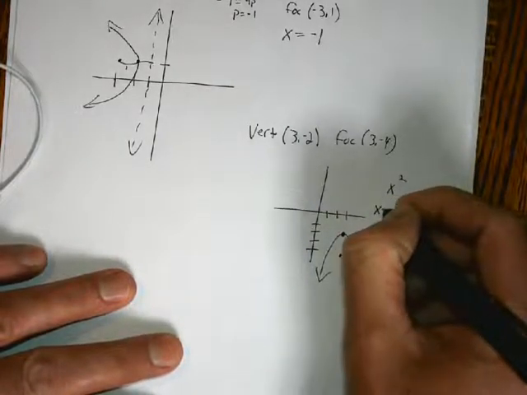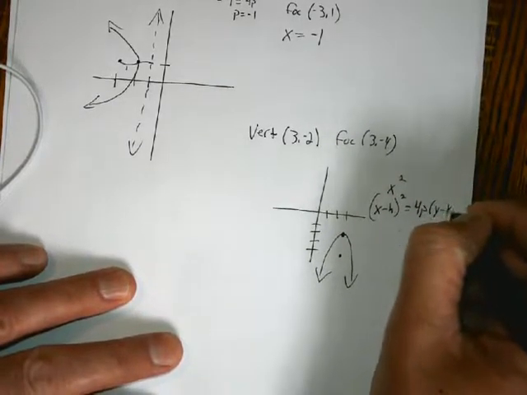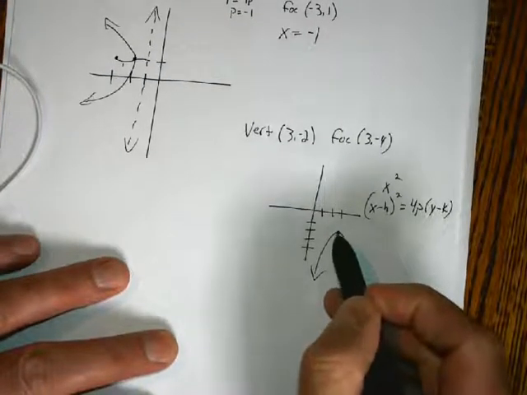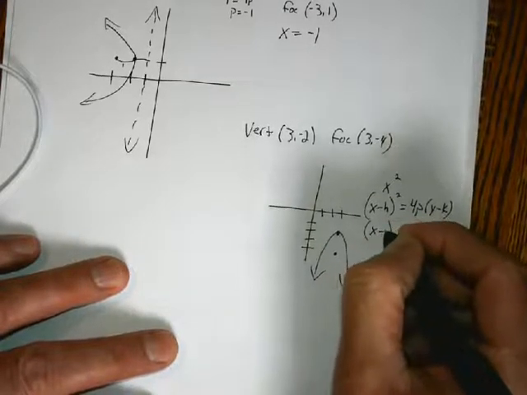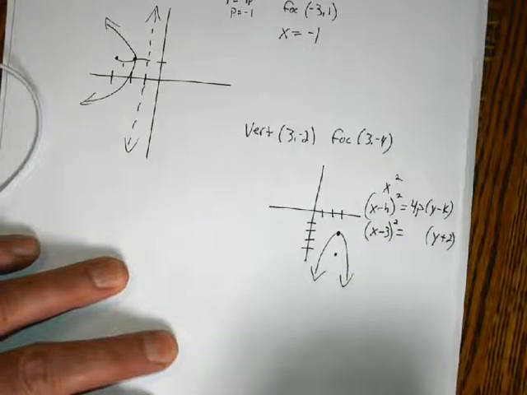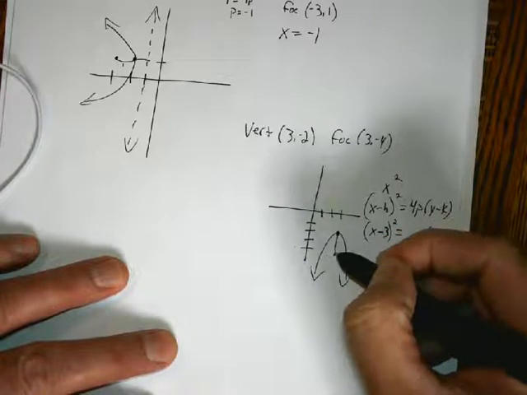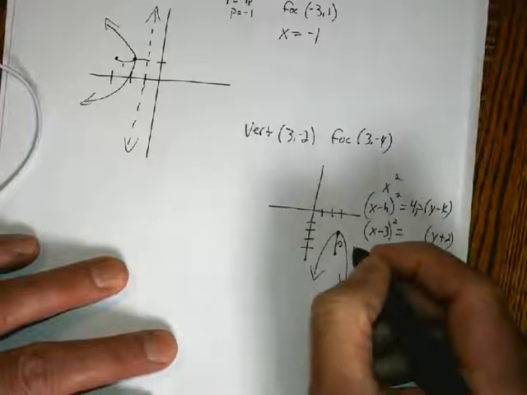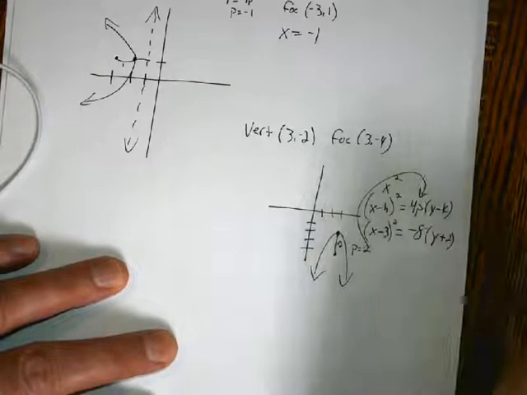x minus h, quantity squared, is 4p times y minus k. Well, we know what our h and k is because we've got our vertex. Our vertex is at 3 and negative 2. So to start out with, we know it's x minus 3, quantity squared, is y plus 2 on this side. Now what we have to do is figure out this p-value. Remember, the p-value is the distance from the vertex to the focus. Well, that's 2, but it went down, so that means it's negative 2. So your p-value is negative 2. You substitute that up here, and you get negative 8. And that's how you get this formula.